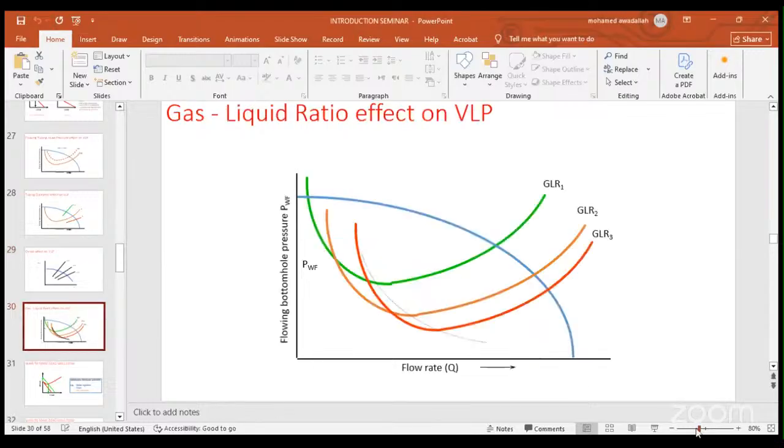Another concept here is the gas liquid ratio. Increasing the gas liquid ratio will increase the rate, because more gas liquid ratio means more gas in the system, meaning the fluid is lighter and it will move easily to surface.